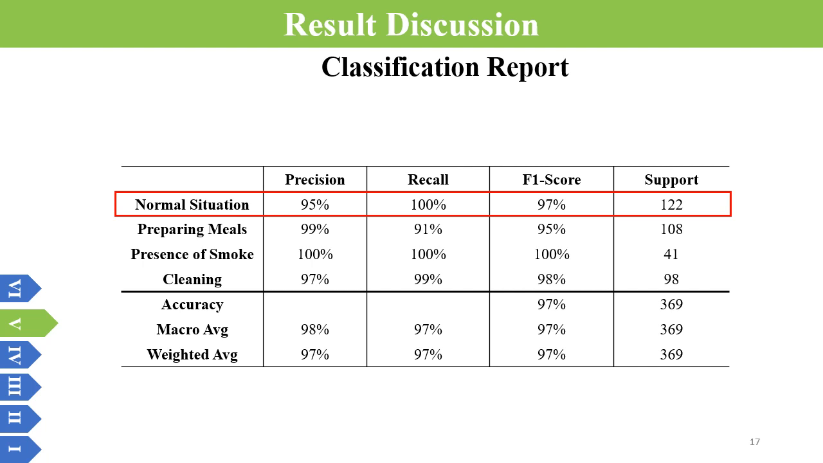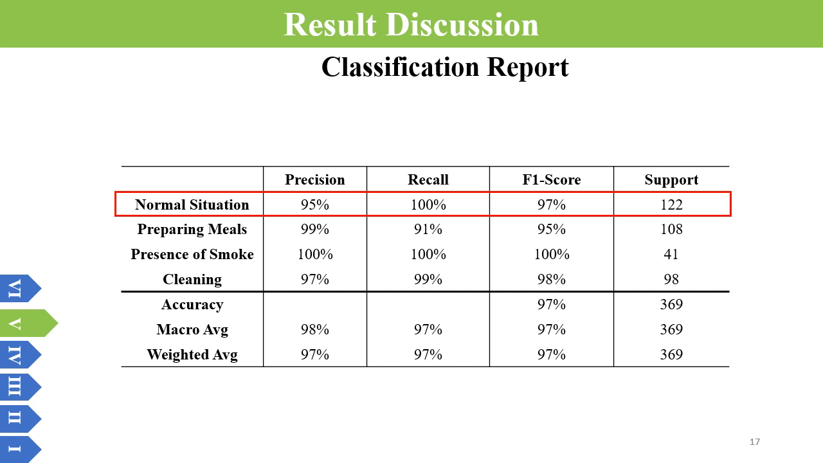After analyzing the classification report, we can make observations about the first and second class. For the first class, normal situation, the precision is reported as 95%, indicating a relatively lower accuracy rate compared to the other classes. This suggests that the model may encounter challenges in accurately classifying instances of the normal situation class.